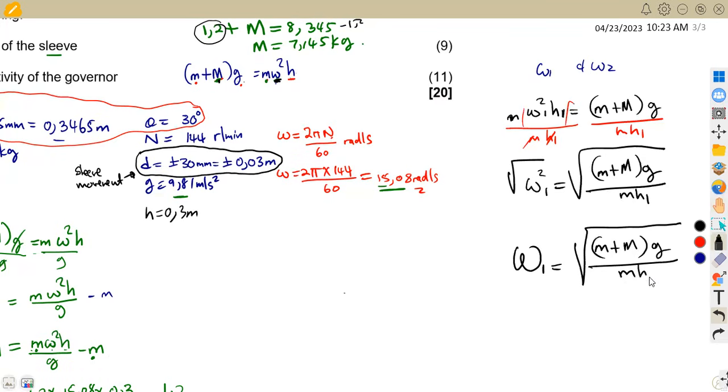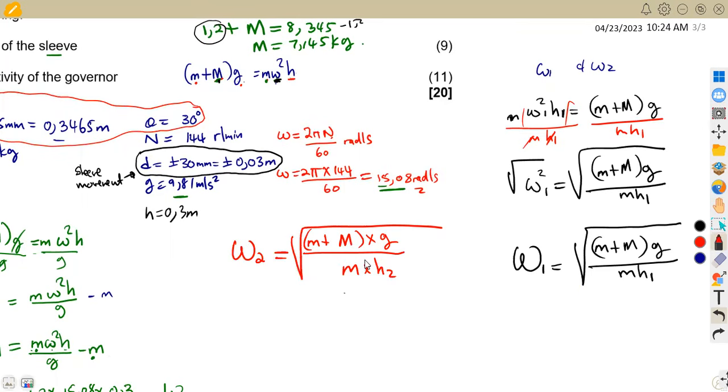This is going to help us to calculate even omega 2, because if this is omega 1, then omega 2 is going to be taken from the same formula, but using H2. So it is going to be the mass plus the mass of the balls times the gravitational acceleration over the mass times H2. If you know how to manipulate your formulas, it's going to be easier. That is what we must get used to, manipulation of formulas.